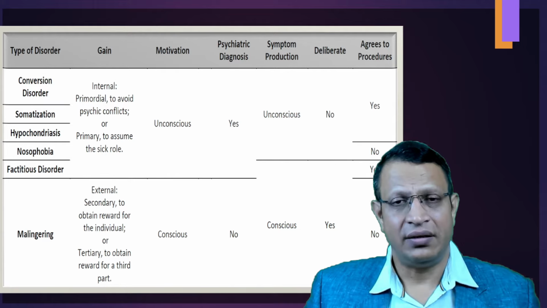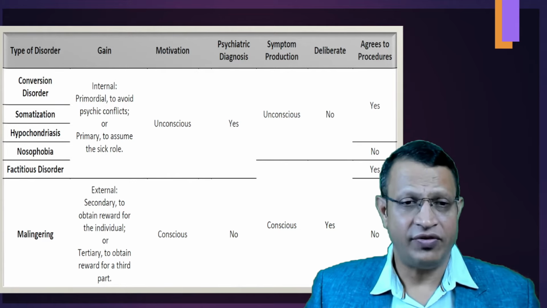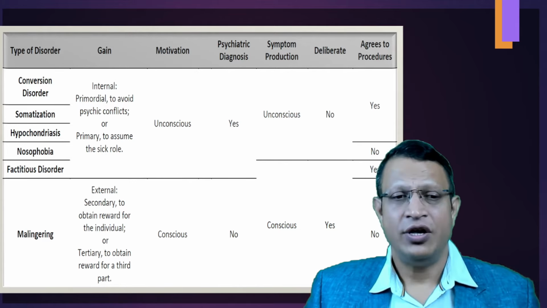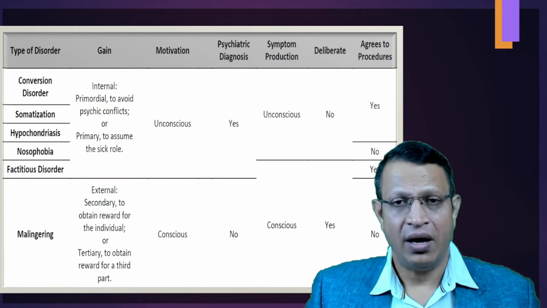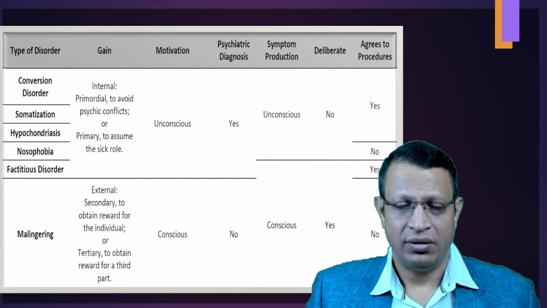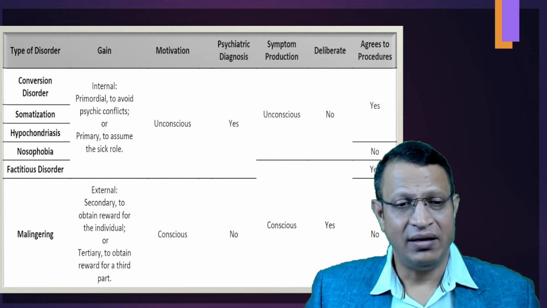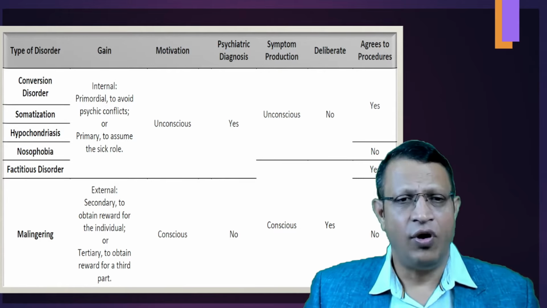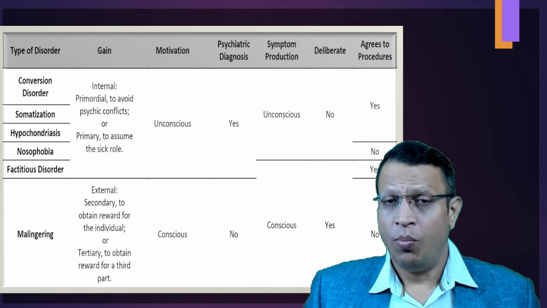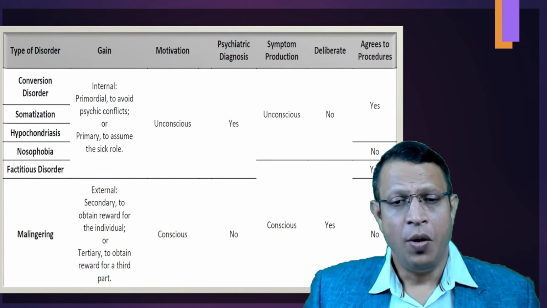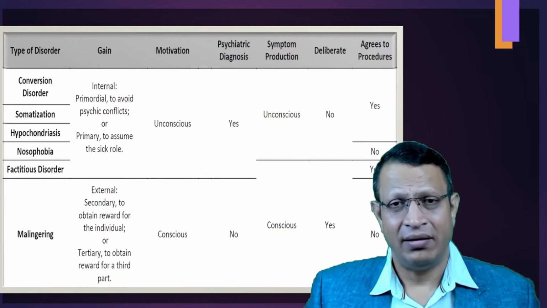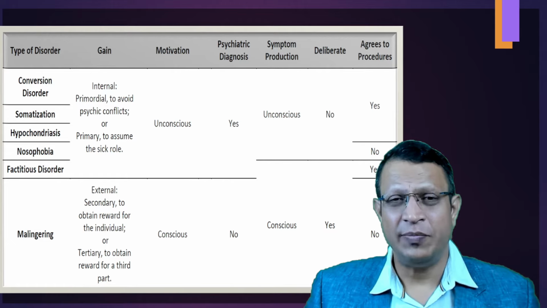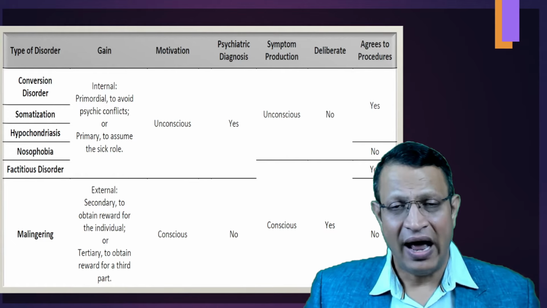If you look at the other differential diagnoses, it can be conversion disorder, hypochondriasis, somatization, nosophobia, and factitious disorder. And malingering is clearly distinguished from the above in that the gain is external, and the motivation is external and conscious. Production of symptoms is very clear, and they would like to gain the benefit consciously by producing symptoms, and also many a time avoiding punishment.